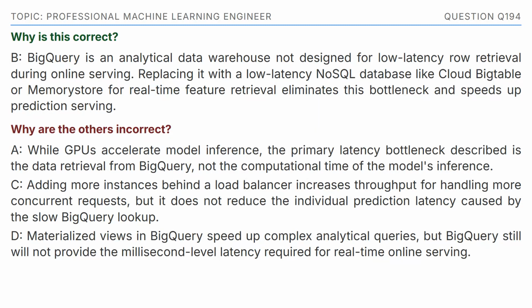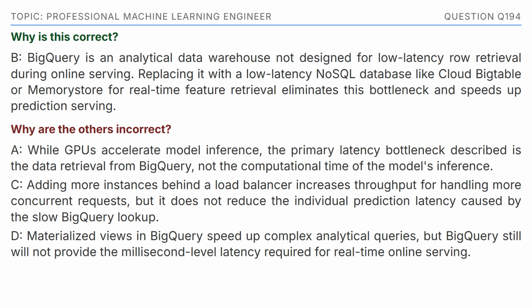Why is this correct? B. BigQuery is an analytical data warehouse not designed for low-latency row retrieval during online serving. Replacing it with a low-latency NoSQL database like Cloud Bigtable or Memorystore for real-time feature retrieval eliminates this bottleneck and speeds up prediction serving.